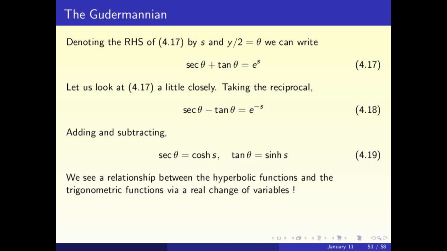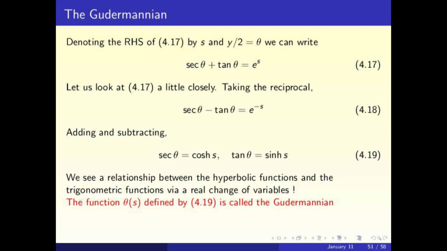So, now we see a relationship between hyperbolic functions and trigonometric functions without having to go into the complex domain. By staying in the real domain, we pass from the trigonometric functions to hyperbolic functions via a real change of variables. This function theta of s given by 4.19 has a name. It is called the Gudermanian in honor of Christoph Gudermann. This name was given by Arthur Cayley in 1862.